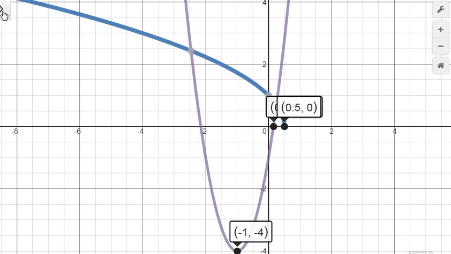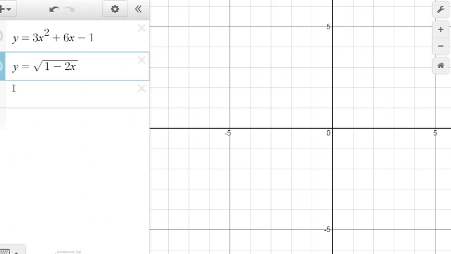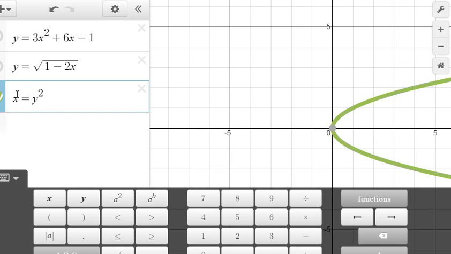A parabola would open up sideways if it was in y squared. So let me shut these off. If I had x equals y squared, then you're going to have a parabola that opens up sideways. All right, thanks for the questions. Anything else before we move on?